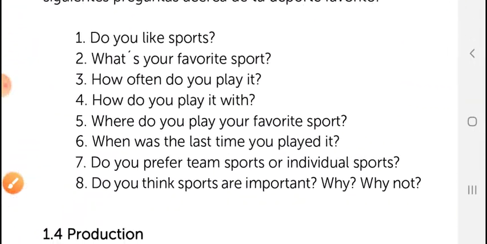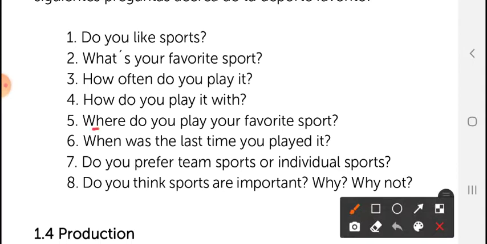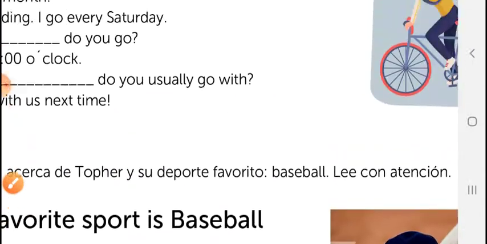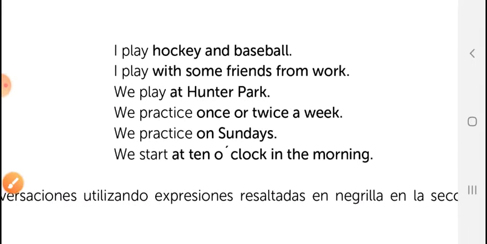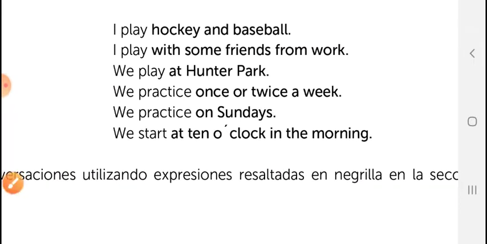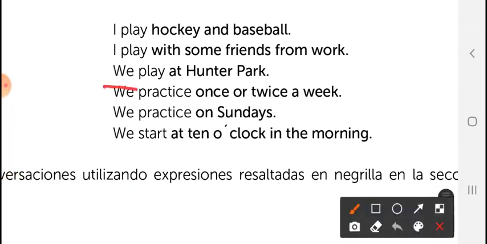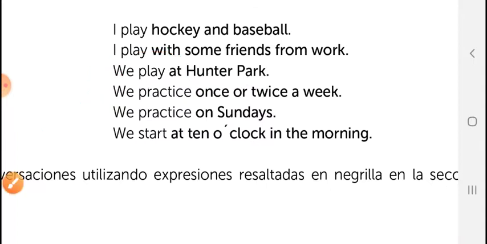Now, the next, number 5. Where do you play your favorite sport? Let's look at the example. Where, ¿dónde? Where? We play at, and you change this information. We played at my house, we played at the park, we played at the La Alianza soccer field, we played at school, we played in the street, whatever, okay?